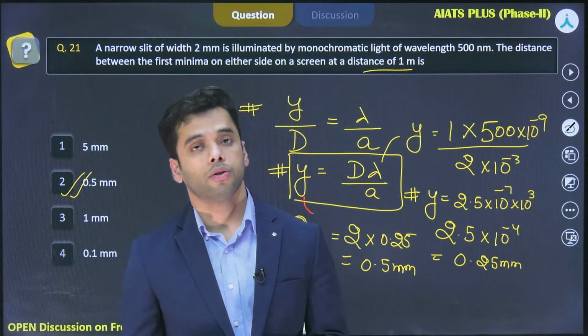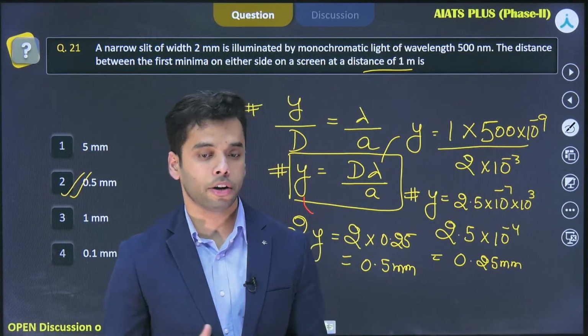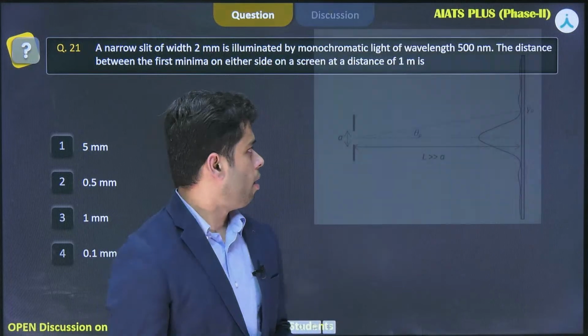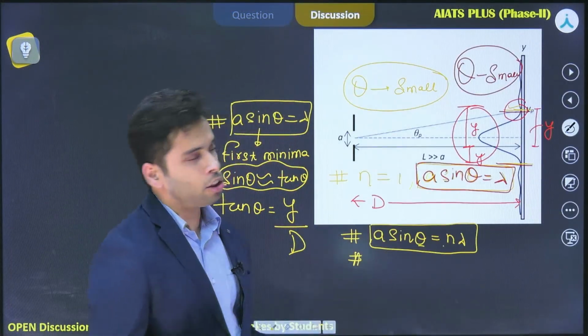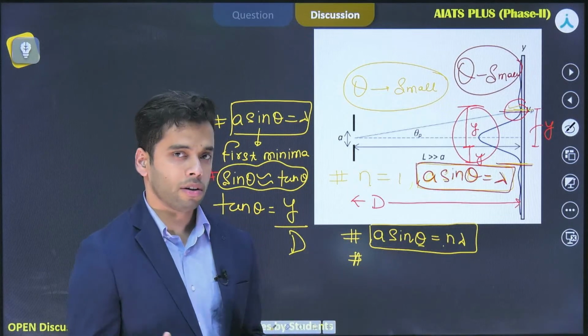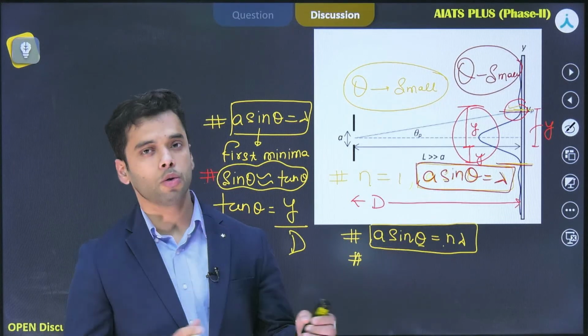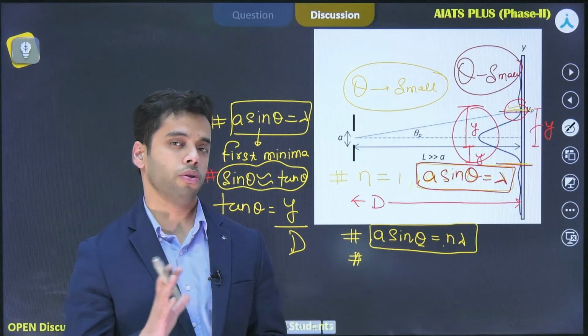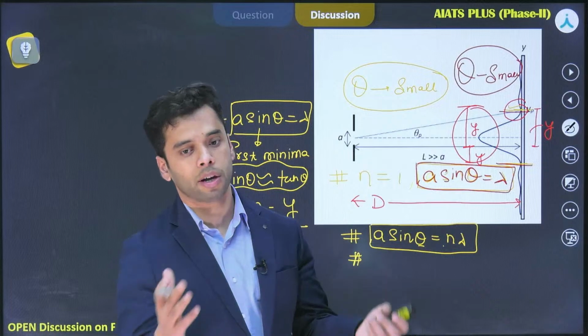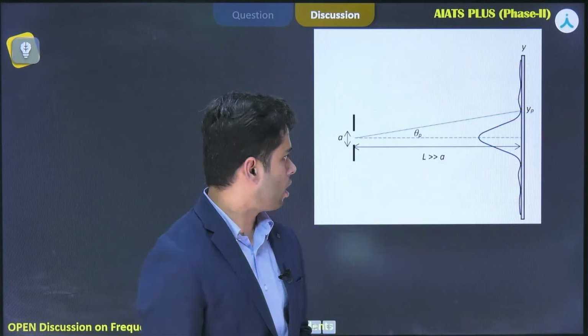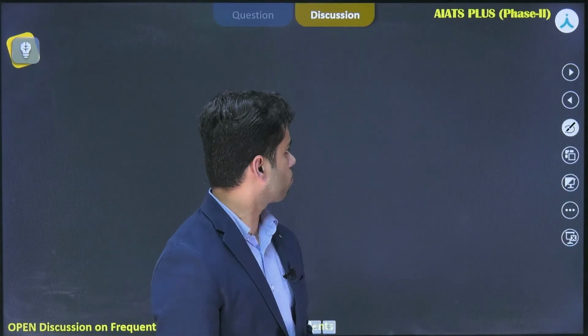Right. So I hope this problem was clear to you. And it was a little bit of a good problem. Diffraction is always considered a very difficult topic from the point of view of students. So you need to be very clear with the concepts related to diffraction. Have a look at the diagram, try to visualize the concept, and you are good to go. Now let's move forward to the next problem.